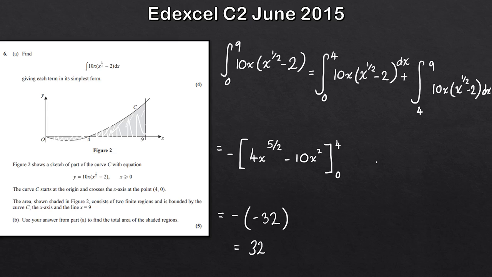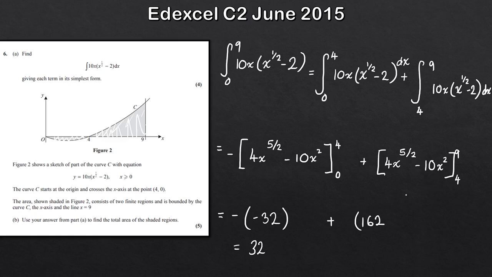Now, this part here, again, we already know the result of the integral. That's 4x to the 5 over 2 minus 10x squared. Again, we substitute our limits in, this time from 4 to 9. And if you put 9 in, then you get 162. And if you put 4 in, we already know that that's minus 32.